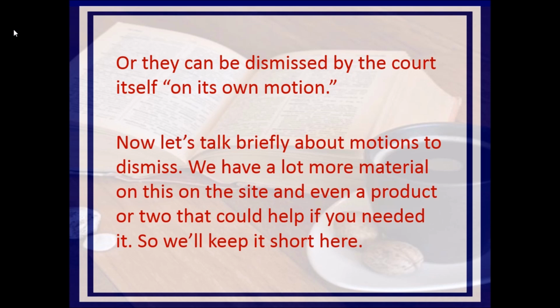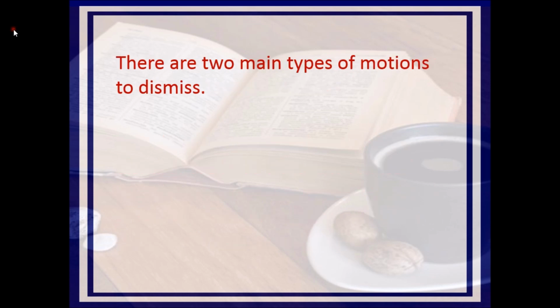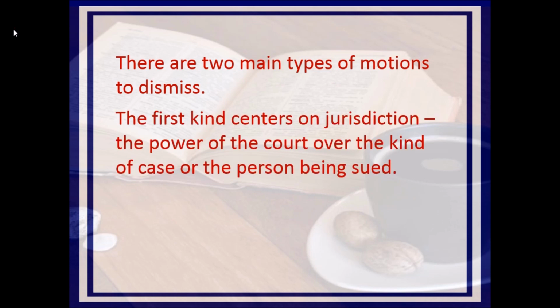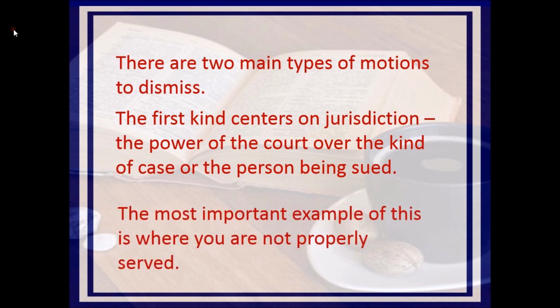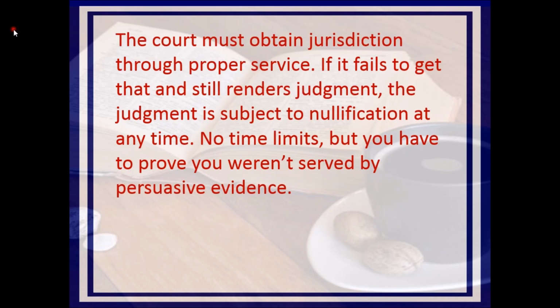Now let's talk briefly about motions to dismiss. We have a lot more material on our site and even a product or two that could help if you needed it, so we'll keep it short here. There are two main types of motion to dismiss. The first kind centers on jurisdiction, the power of the court over the kind of case or the person being sued. The most important example of this is where you are not properly served. The court must obtain jurisdiction through proper service.